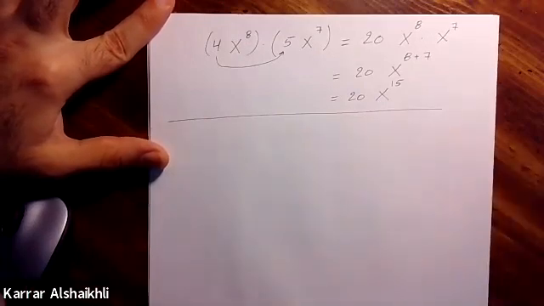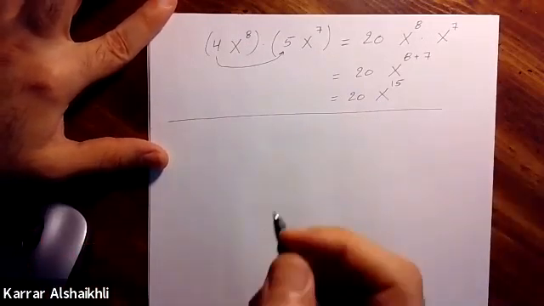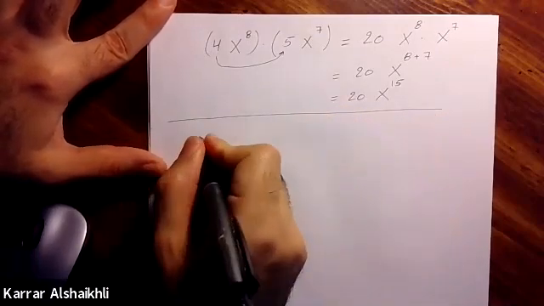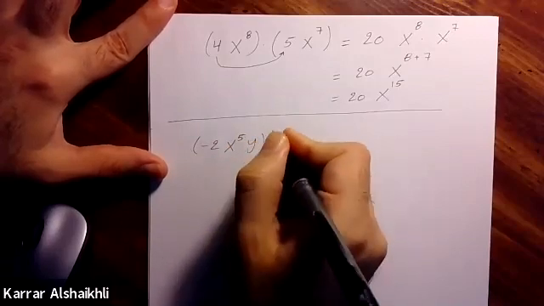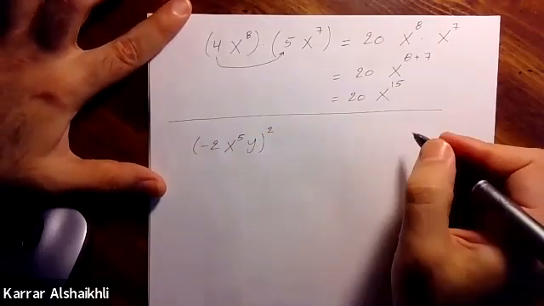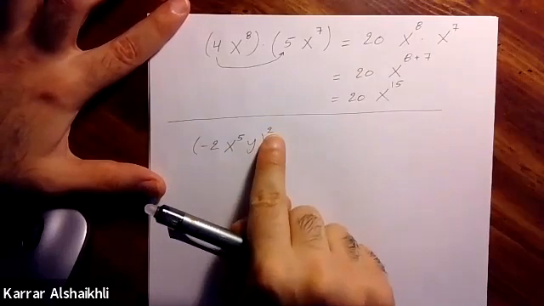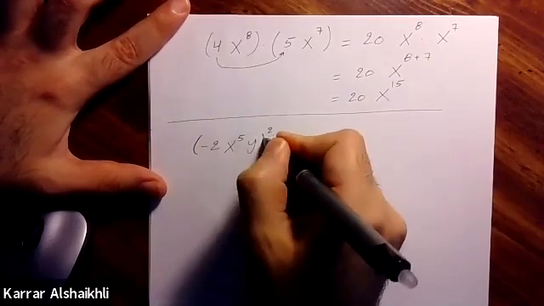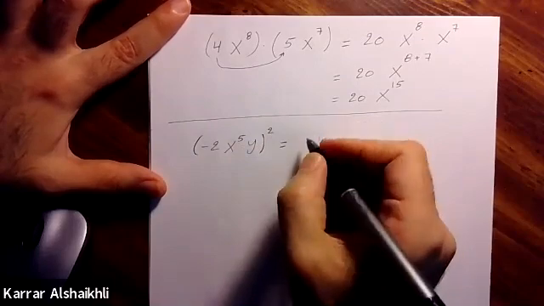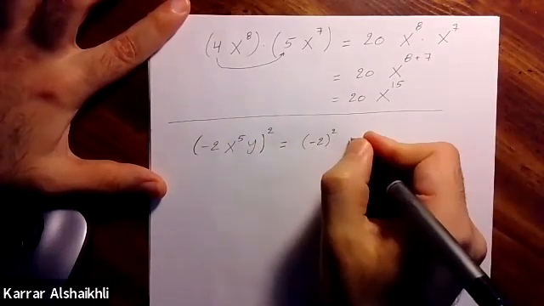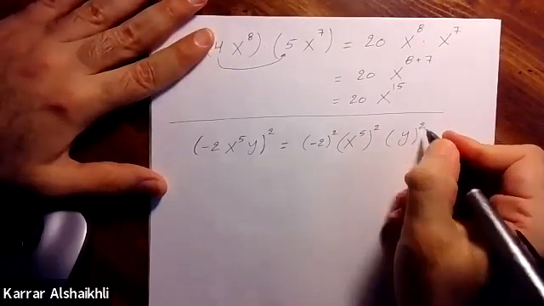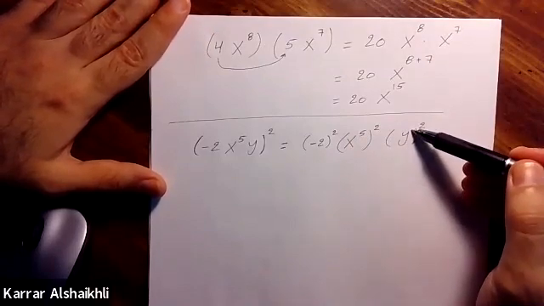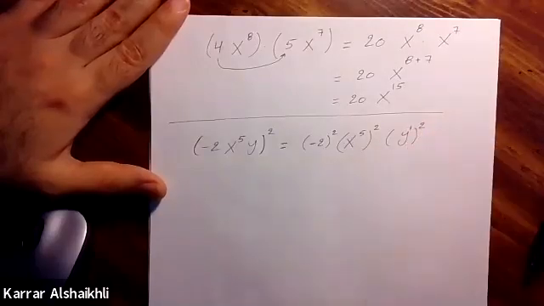Let's do one more. I'm using the rule of exponents. If you have (-2x to the power 5 y) and everything squared. If you remember the rule, when you distribute the exponent, we have to distribute it on everything inside the parentheses. So it's going to be (-2) squared, x to the power 5 squared, y squared. Again, I'm going to ask you, if there is no number here, how much is the exponent? 1. So if there is no number, that means the exponent is 1.